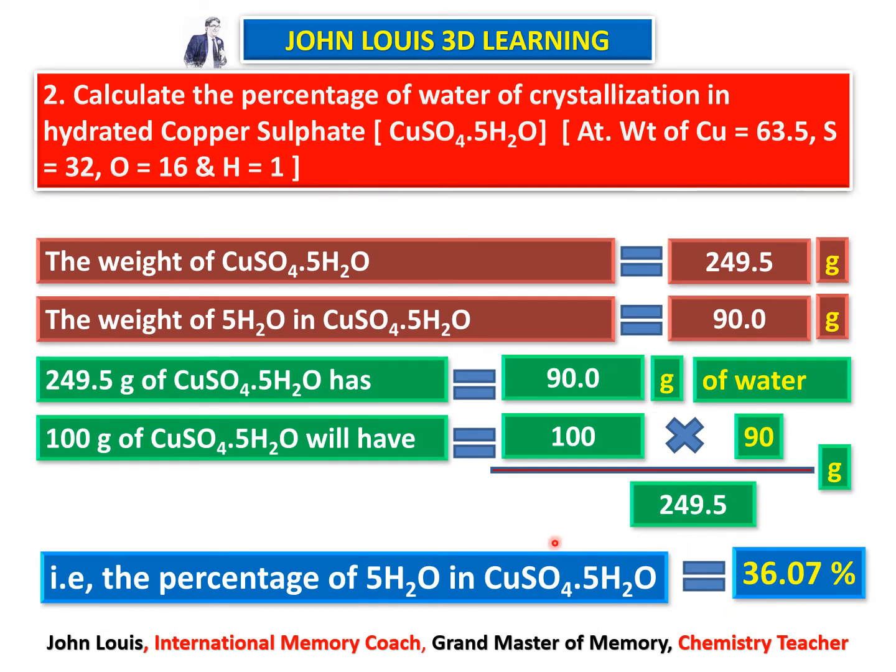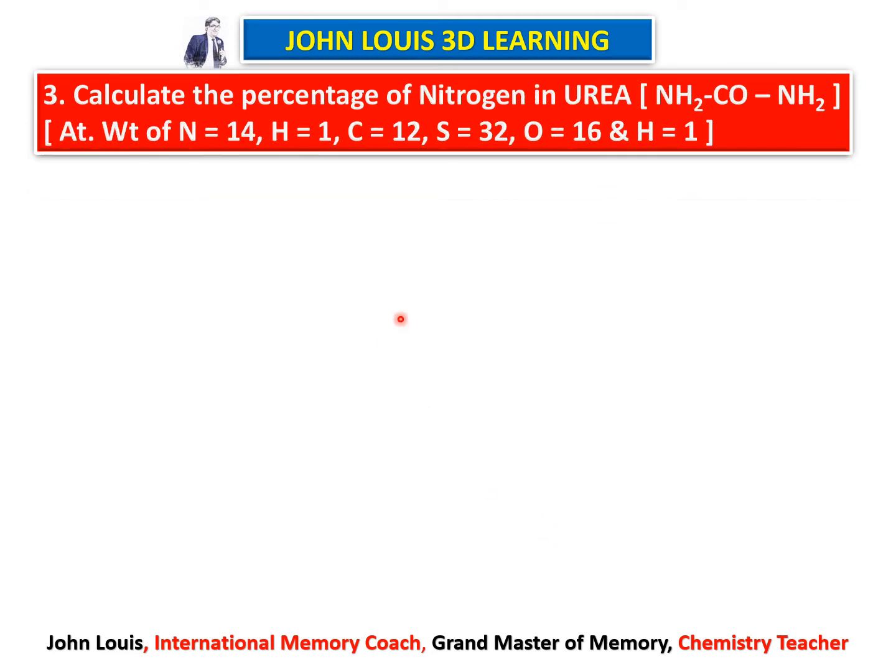Let us work out one more sum. Calculate the percentage of nitrogen in urea. This is very often asked in the board examination. First of all, we should know the formula for urea: NH2-CO-NH2. So learn this very thoroughly. Remember it by heart. What is the formula of urea?